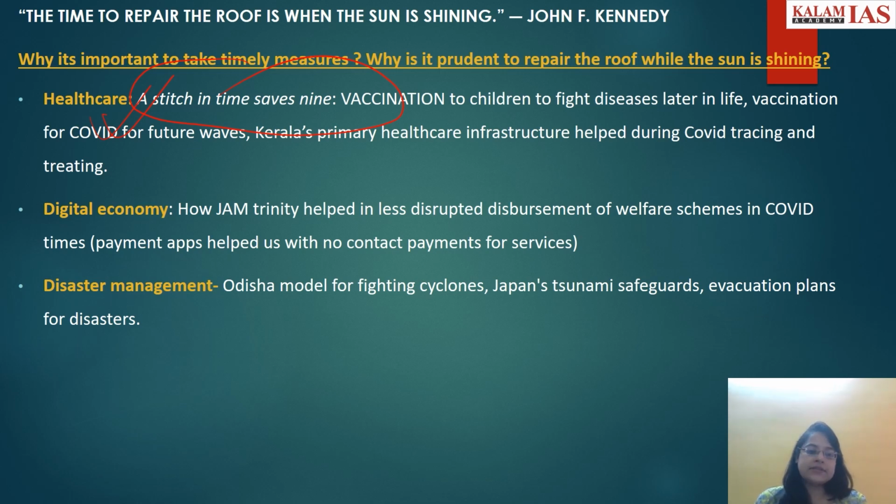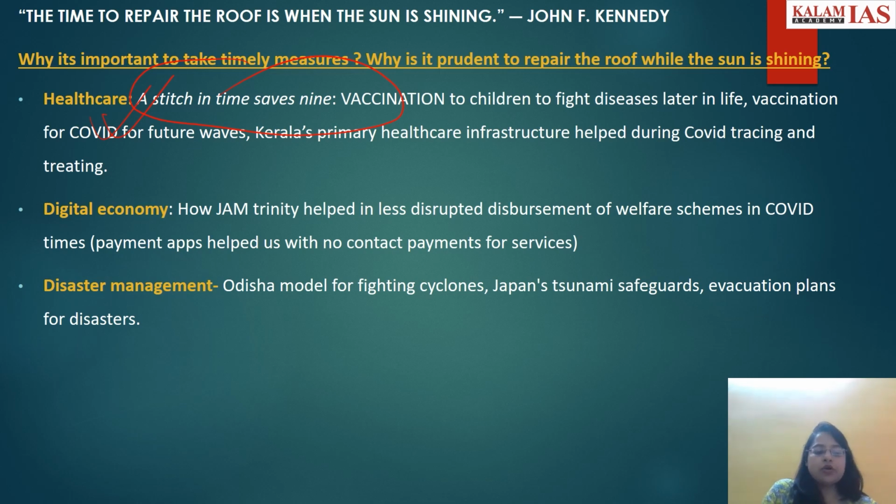Again, we did the vaccination for COVID. Why did we do it? Because COVID was over, the second wave was over, but still, why was the population more interested in vaccination? Because to shield the population from future waves. Again, you can talk of Kerala's primary healthcare infrastructure, how it helped during the COVID tracing and treating.